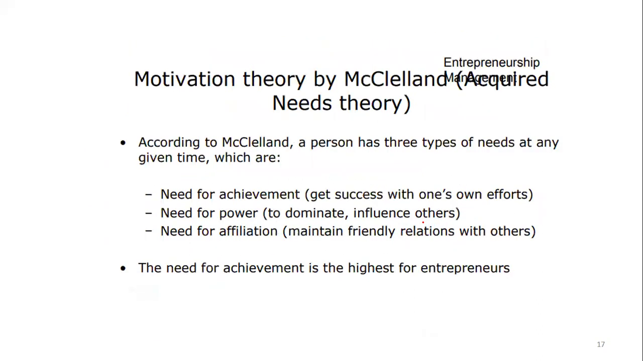The next one is the motivation theory by McClelland, the acquired need theory. Here a person has three types of needs. For example, need for achievement, that is to get success with one's own effort. Need for power, that is to dominate; power means authority, domination. Achievement means success. And affiliation means maintaining friendly relations. So the need for achievement is the highest for an entrepreneur, which comes from either of these.